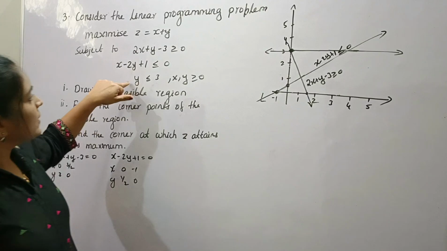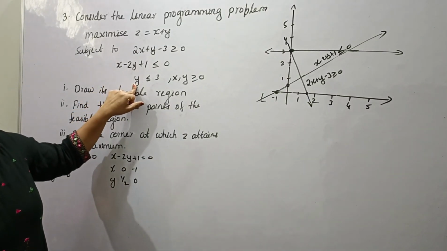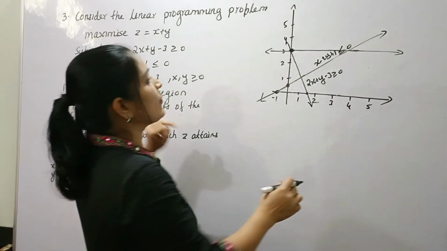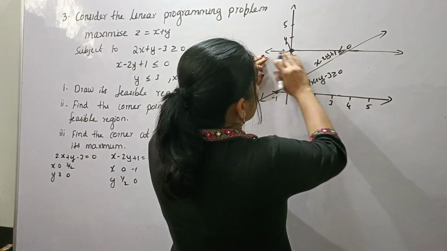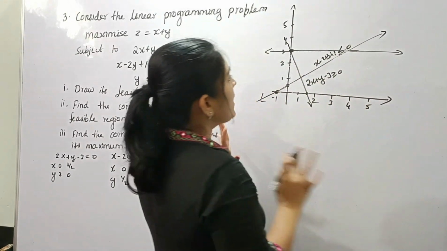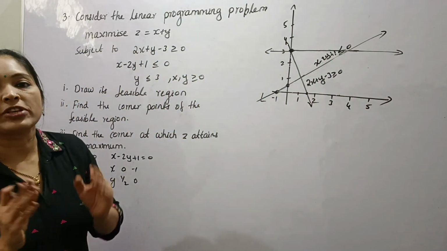Okay, and y less than or equal to 3. So here we have to draw y is equal to 3 in the graph. It is the line y is equal to 3. And next we have to shade the feasible region.